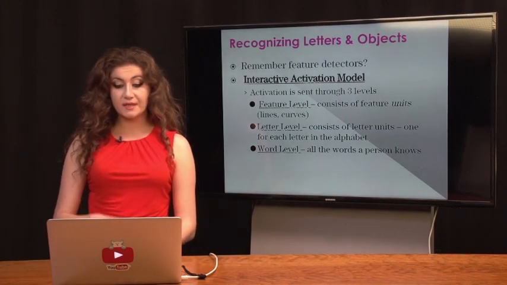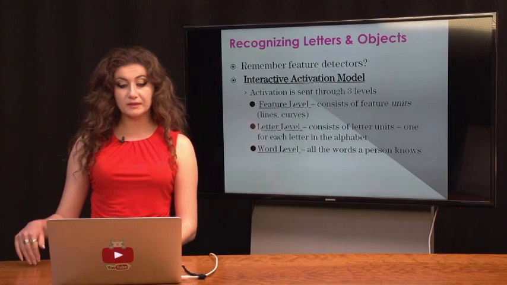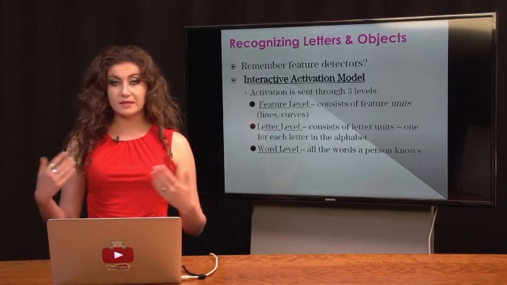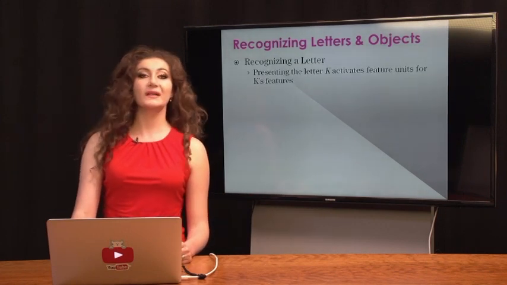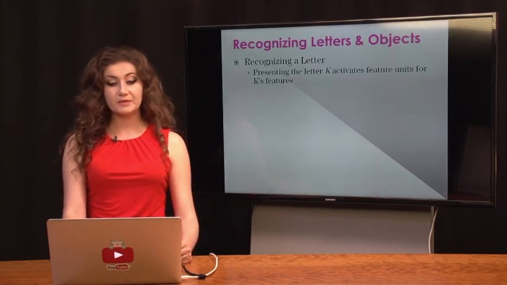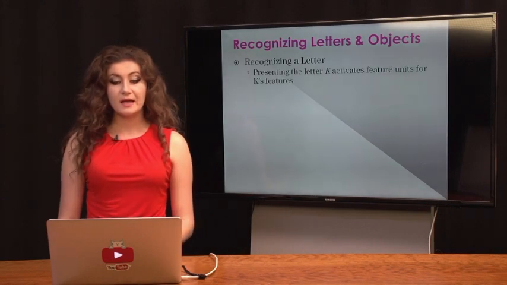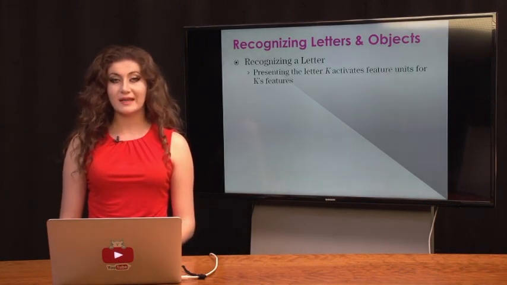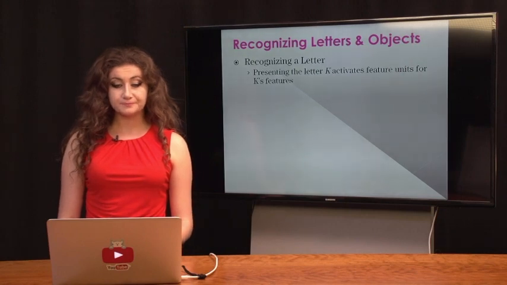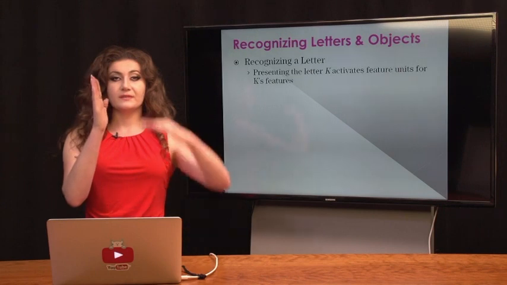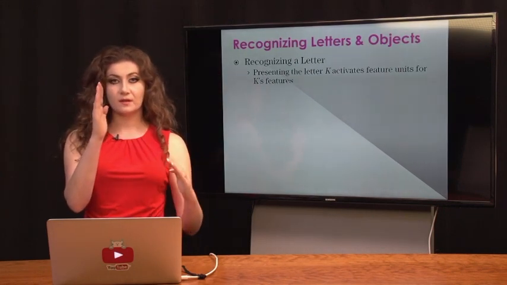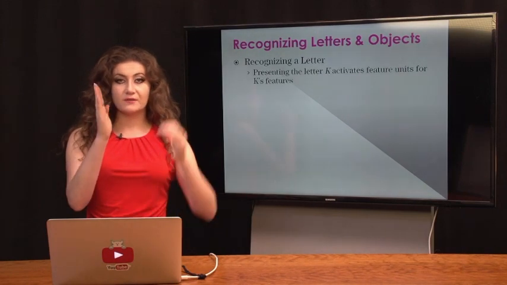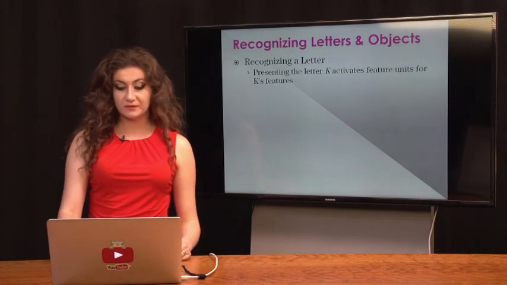And ultimately, the letters build together to form the word level. The word level is almost like a person's lexicon, all the words a person knows. So recognizing a letter could mean presenting the letter K, for example, and activating feature units for K's features. The feature units for K are a straight line, a diagonal line coming from up to down, and a diagonal line coming from the center towards the bottom. So we have 3 different lines, 3 different feature units.